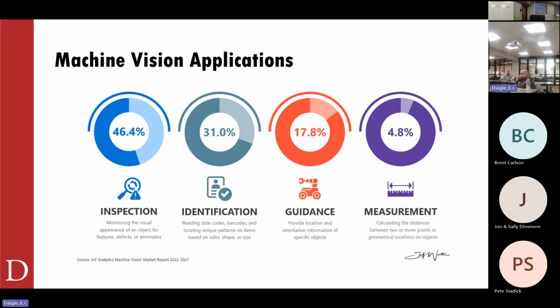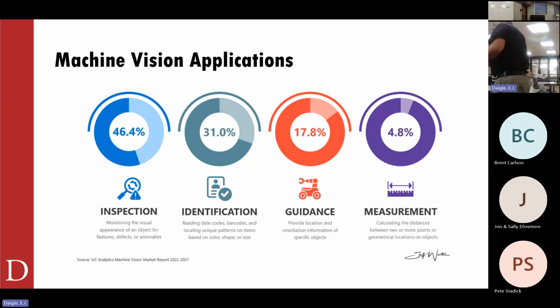Identification is 31%. So this can be reading date codes, barcodes, lot numbers, anything like that. That's going to be identification. So there's a lot of optical character recognition, and a lot of barcode reading that happens in there. Every good machine vision system will have a barcode system built into it, so you don't have to have a separate barcode reader. You don't need to buy an expensive machine vision system to be a barcode reader, but an expensive machine vision system can be a barcode reader as well.